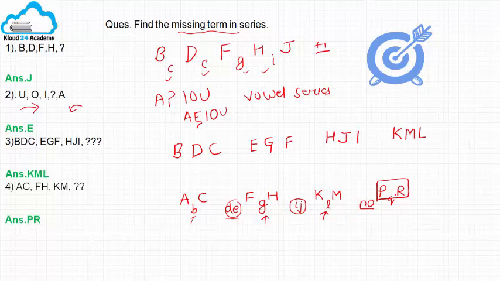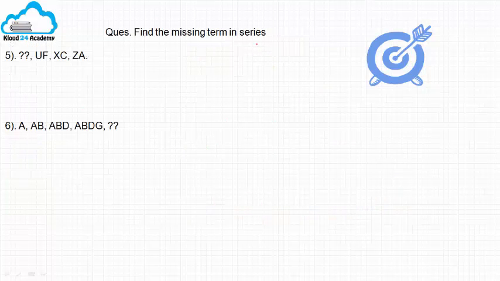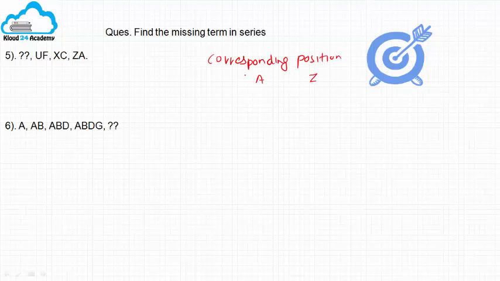So I hope you were able to solve all the 4 questions. Now again pause the screen and try to solve these 2 questions. So the question number 5 says question mark UF XC ZA. Now there is a pattern, corresponding position of alphabets. Like with A there is Z, first from the starting and first from the end. Then C, X, third from the starting and third from the end, and so on. So this is corresponding position.